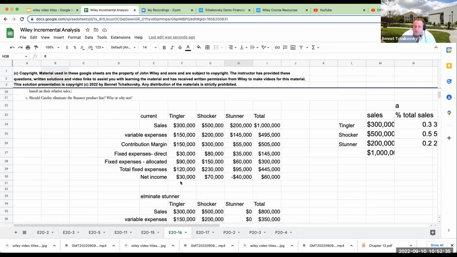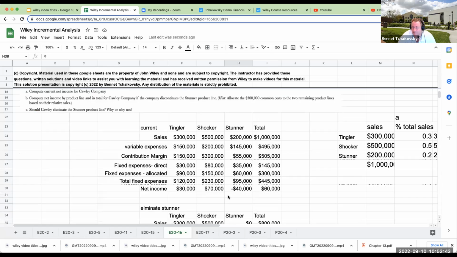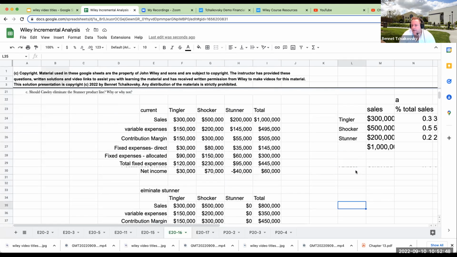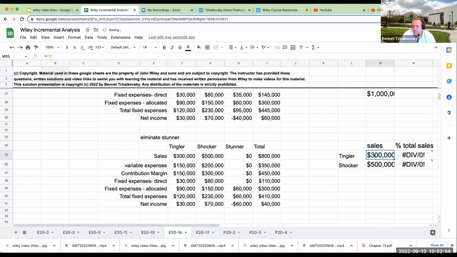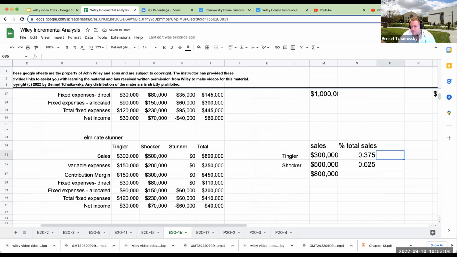So over here, it tells us that the direct fixed expenses would be eliminated if the model is phased out. However, the common costs, and this is 300,000, continue no matter what. So now what I would do is, before this, I was allocating basically for Tingler and Shocker. Now I'm down to just 800,000 in sales. So as a percentage of total sales, this is now 37.5%. This is 62.5%. So this is now going to be 300,000, 300,000. Multiply this through.